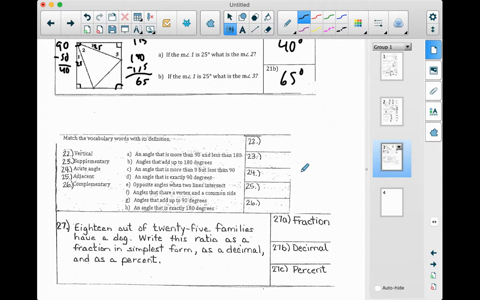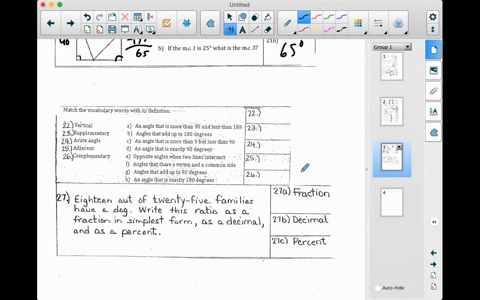All right, we got some vocab matching to do here. So let's see if we can do it. An angle that is so vertical. It looks like we got more definitions in words, so not all of my definitions are going to be used. So vertical is opposite angles when two lines intersect. That's straight from the definition, so that's E.